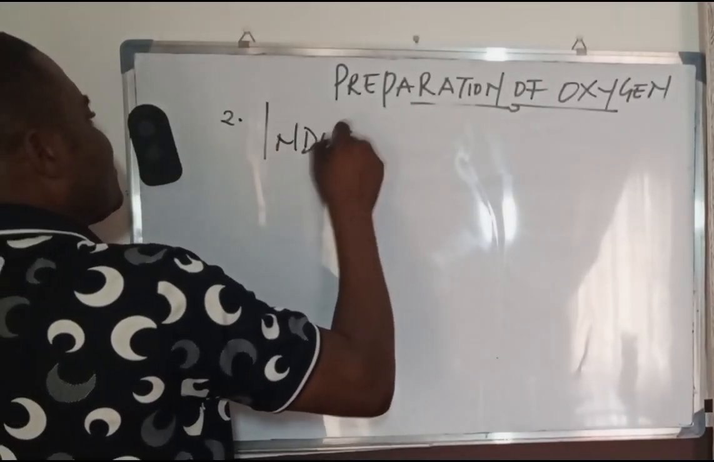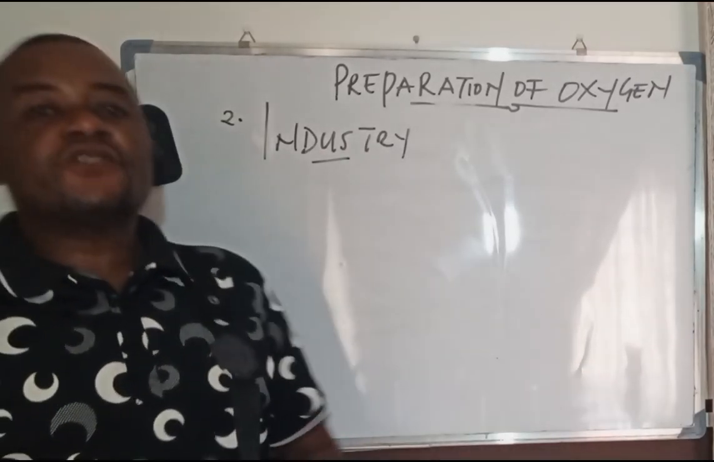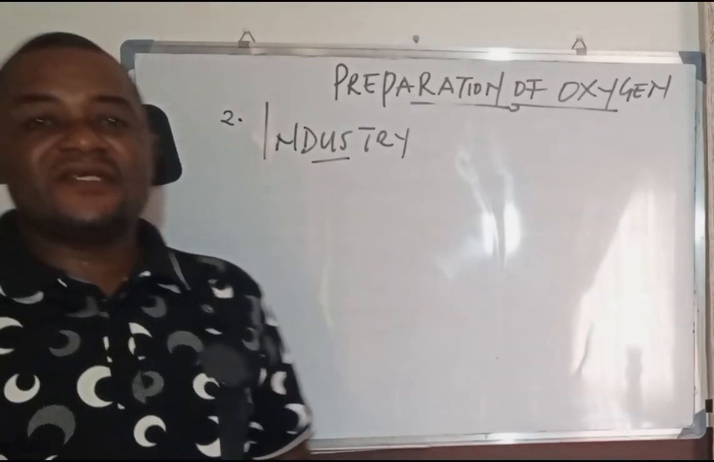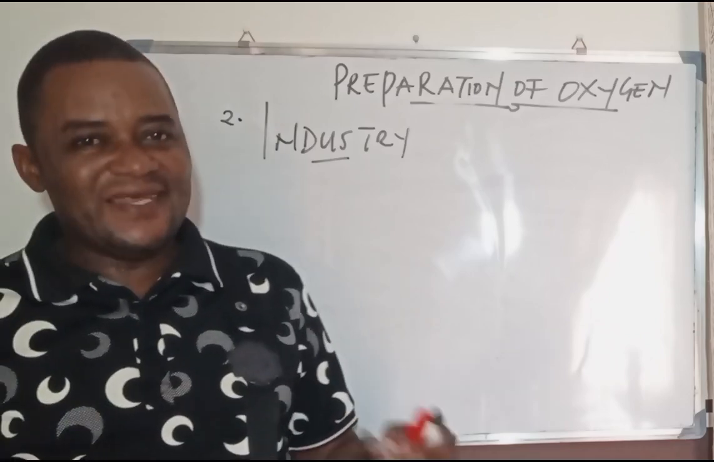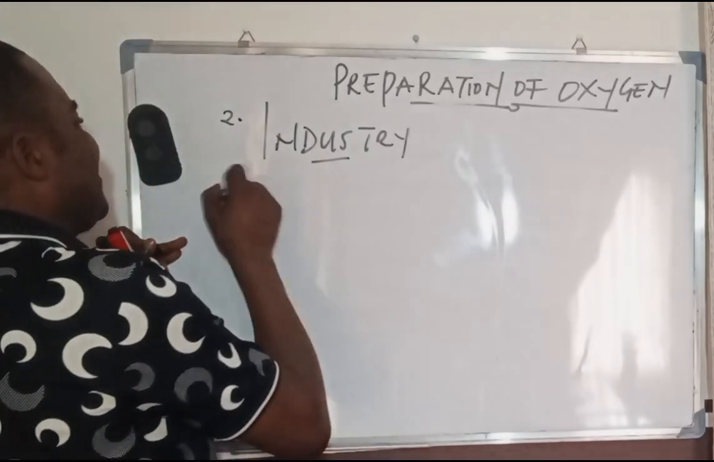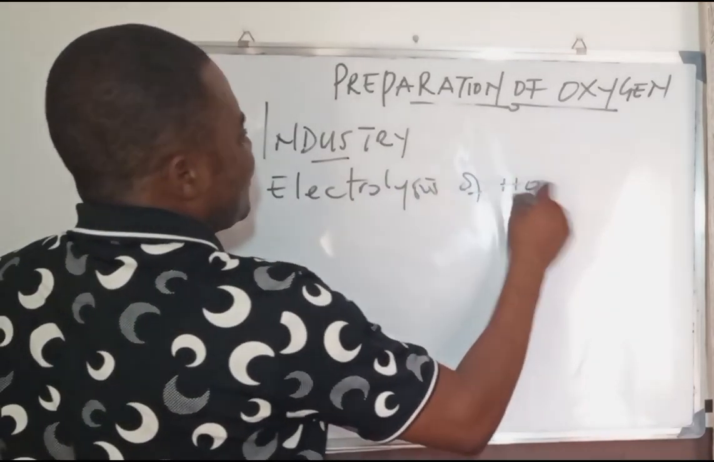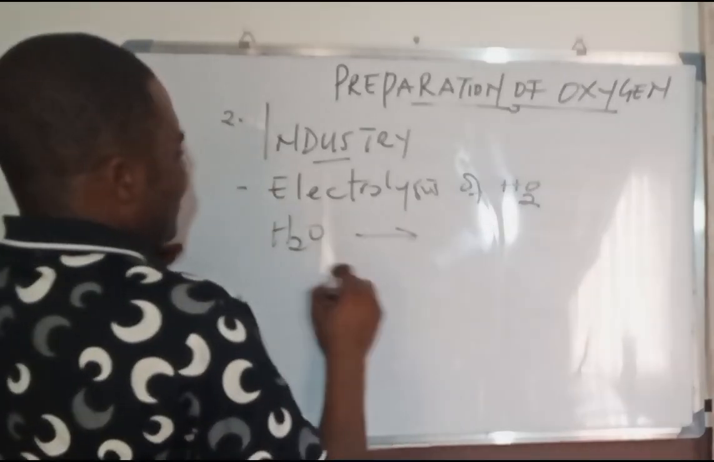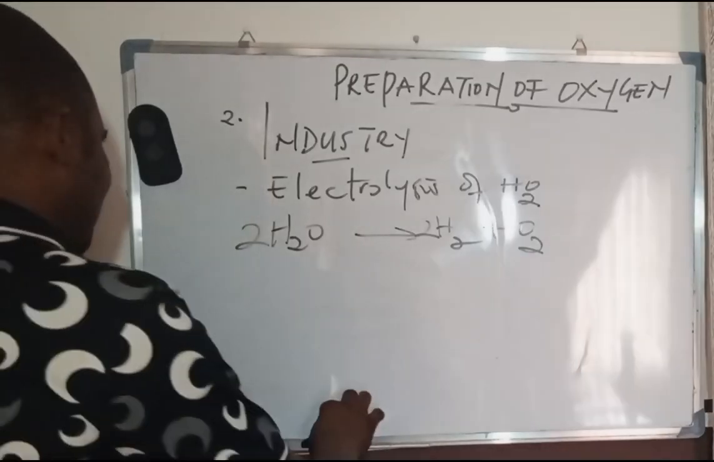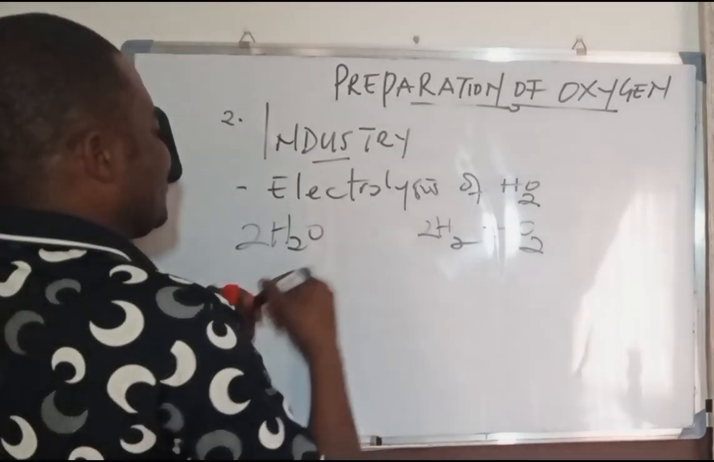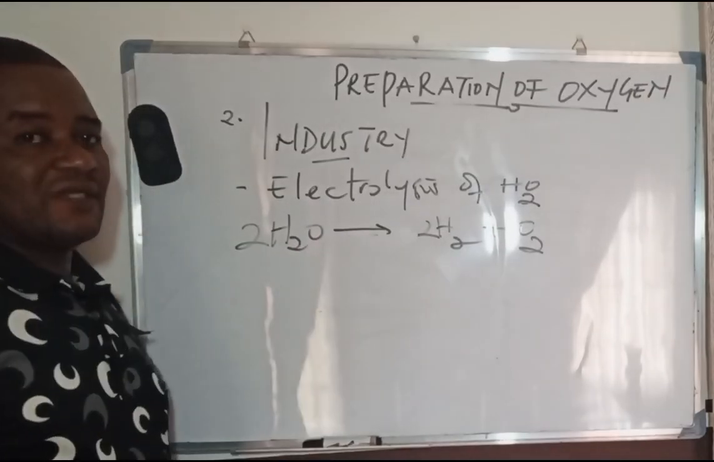Okay, in the industry. That is industrial preparation of oxygen. I must say that to produce oxygen in the industry, you can either produce it by electrolysis of water or by fractional distillation of liquid air. Two things. So you can either produce it by electrolysis of water, where water is decomposed to give you hydrogen plus oxygen, 2 and 2. All right, so you can simply produce oxygen in this way by breaking down water, electrolysis of water.